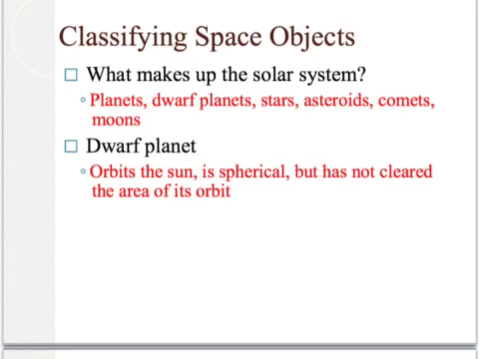Next one here, classifying space objects. Go ahead and flip over to the back of your study guide. What makes up the solar system? Well, just to name some of the more general objects here: planets, of course 8 of them, dwarf planets, stars, asteroids, comets, and moons. What's the definition of a dwarf planet? It's an object that orbits the sun. It is spherical, so it is round, but has not cleared the area of its orbit.